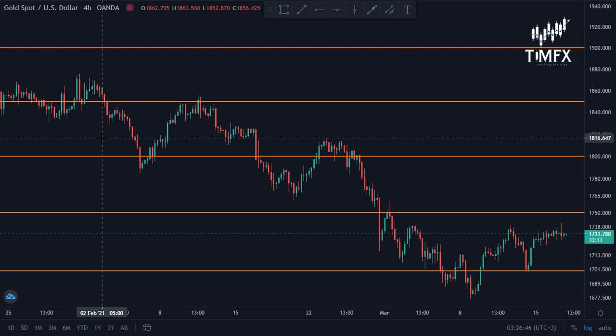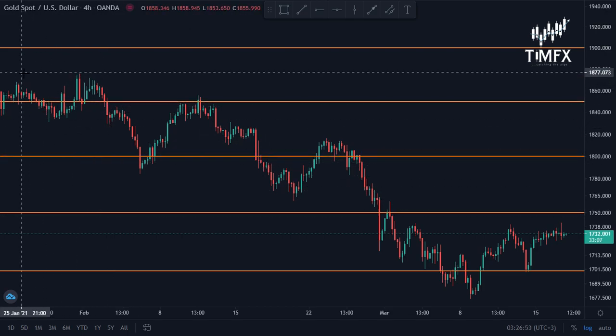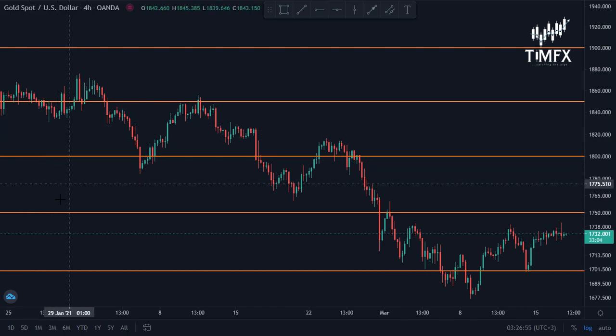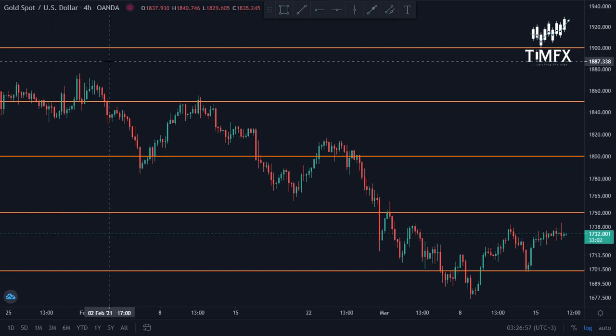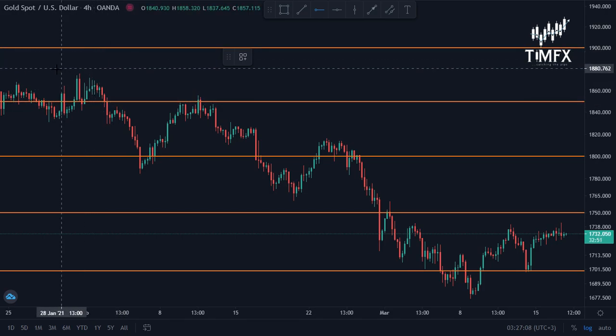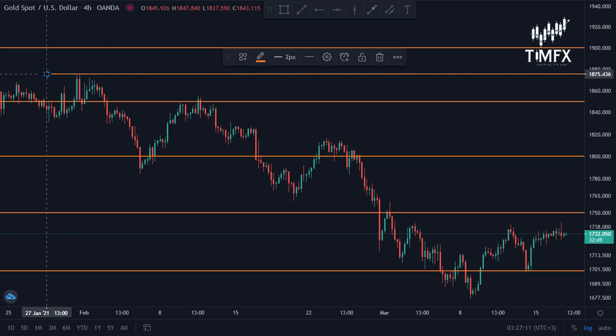You know, the gap between here and here is $50, here and here is $50, here and here is $50. I want us to draw another line in between these lines. So we are dividing it into multiples of $25. Let's just take one. The difference between this is 1850 and this is 1900, so the midpoint will be 1875.